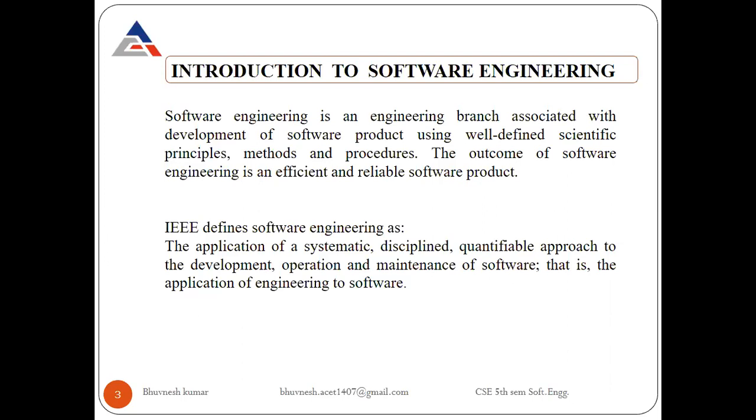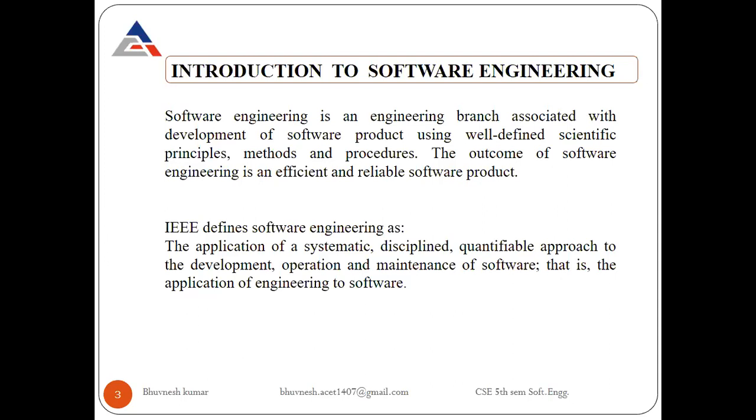The same way, if we are developing any type of software, the user or customer needs effective software. Okay, and that effective software can be developed when you go through these scientific principles. There should be a proper method used, and procedure properly used to develop a proper software. Okay, the outcome of software engineering is an effective and reliable product.